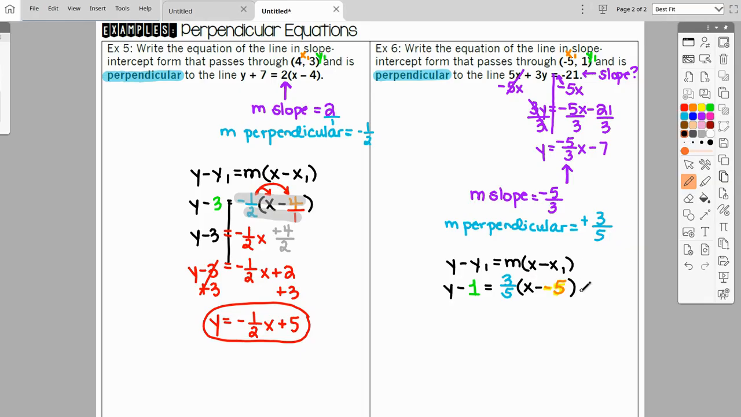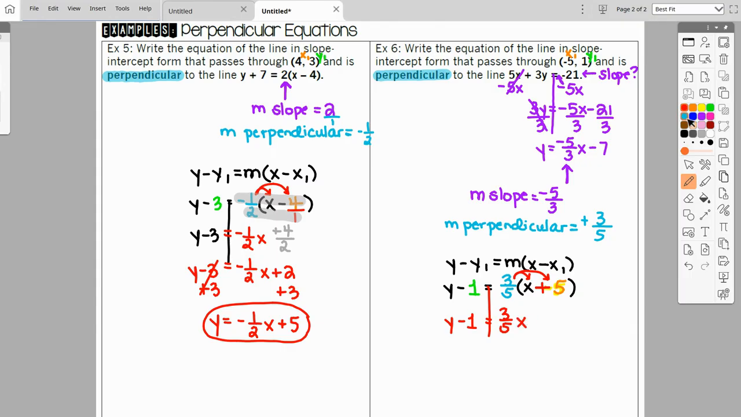From here, I go ahead and solve this by distributing the 3/5 to every term in the parentheses. First, let's make that double negative into a positive. And then I have y minus 1 equals 3 over 5x, because 3 over 5 times x is just that.